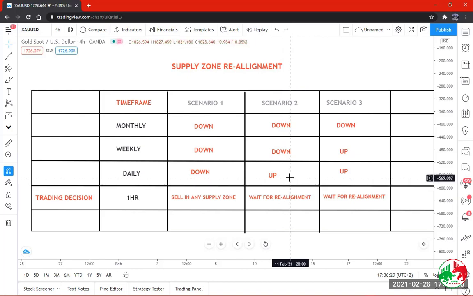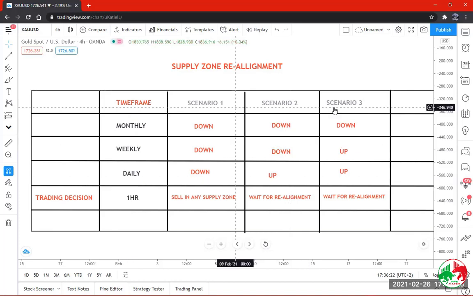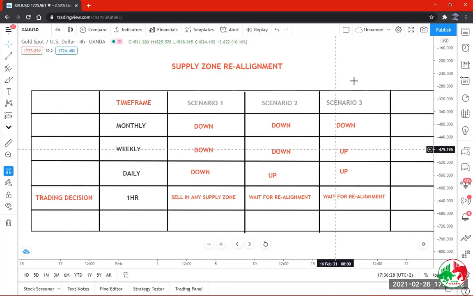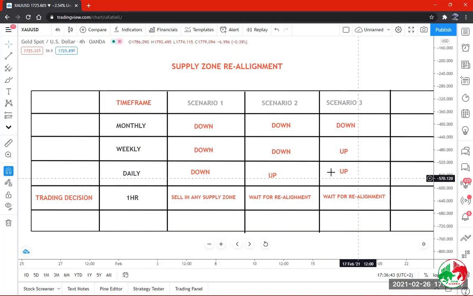For scenario three, if the monthly is bearish, the weekly is bullish, and the previous daily is also bullish, then this is a poor alignment. It simply means there's no alignment. You wait for realignment. So you wait for the weekly to also be bearish.